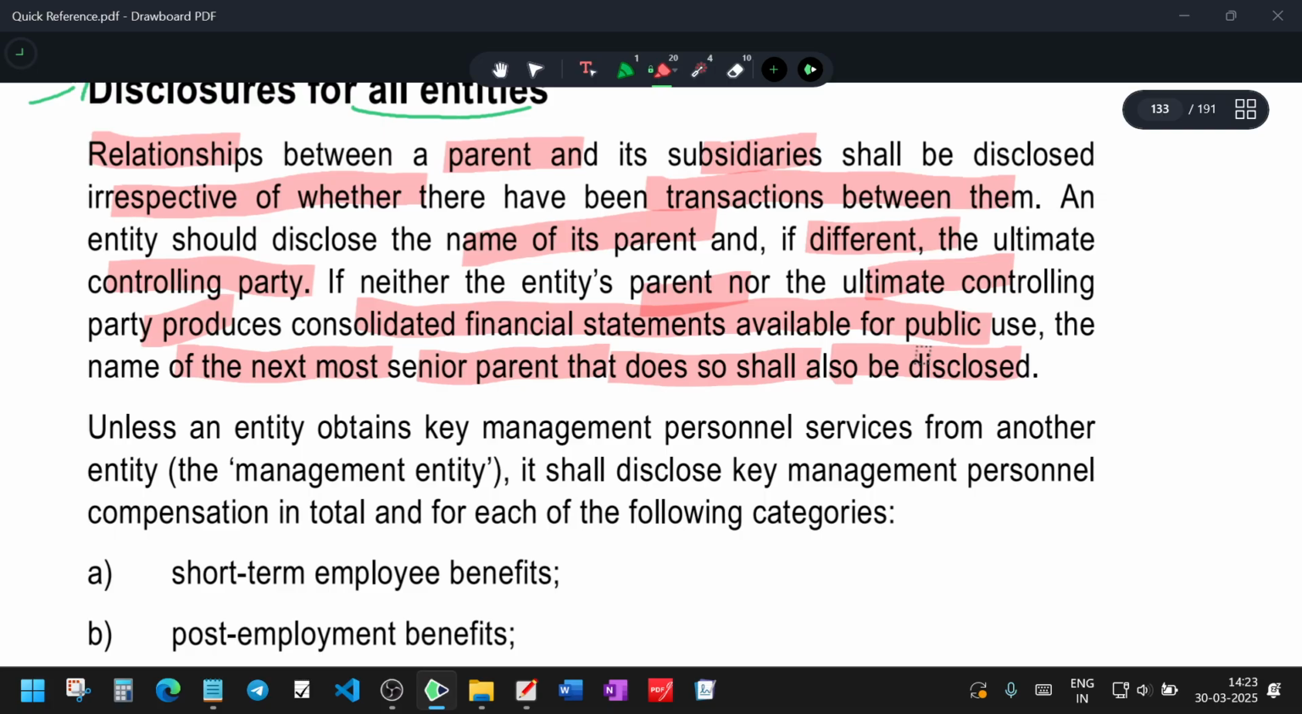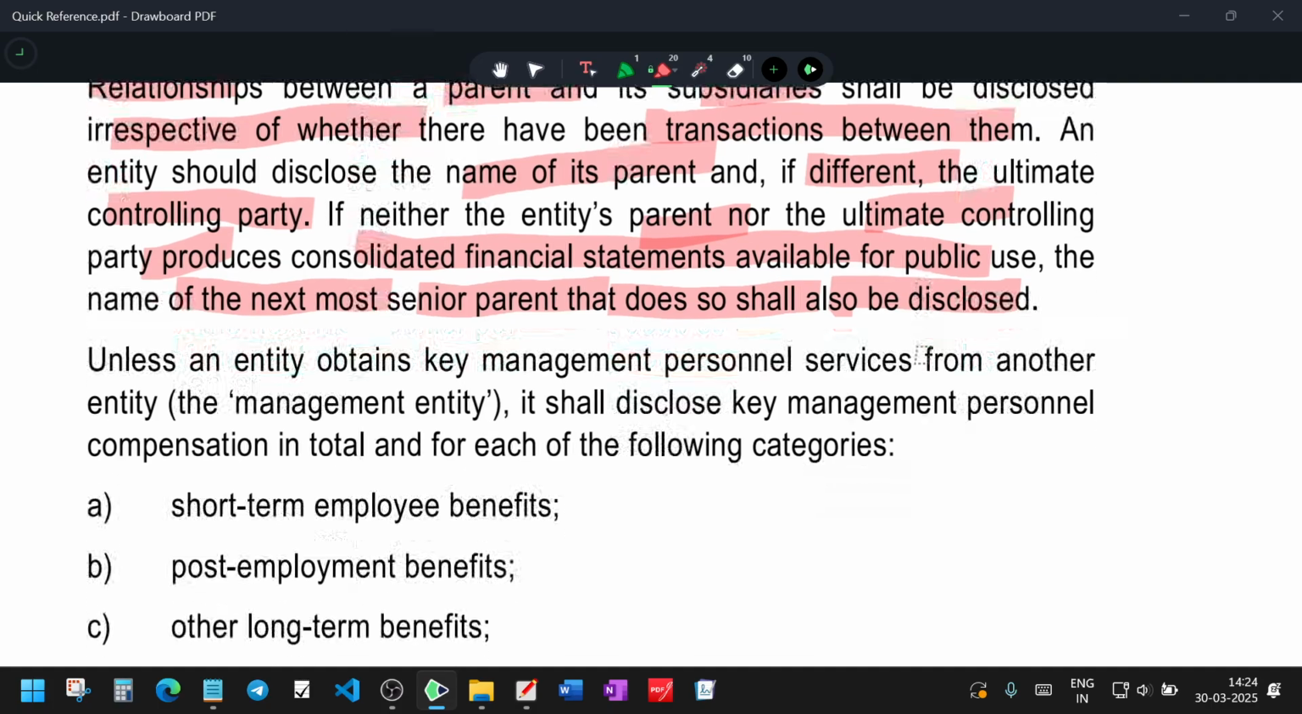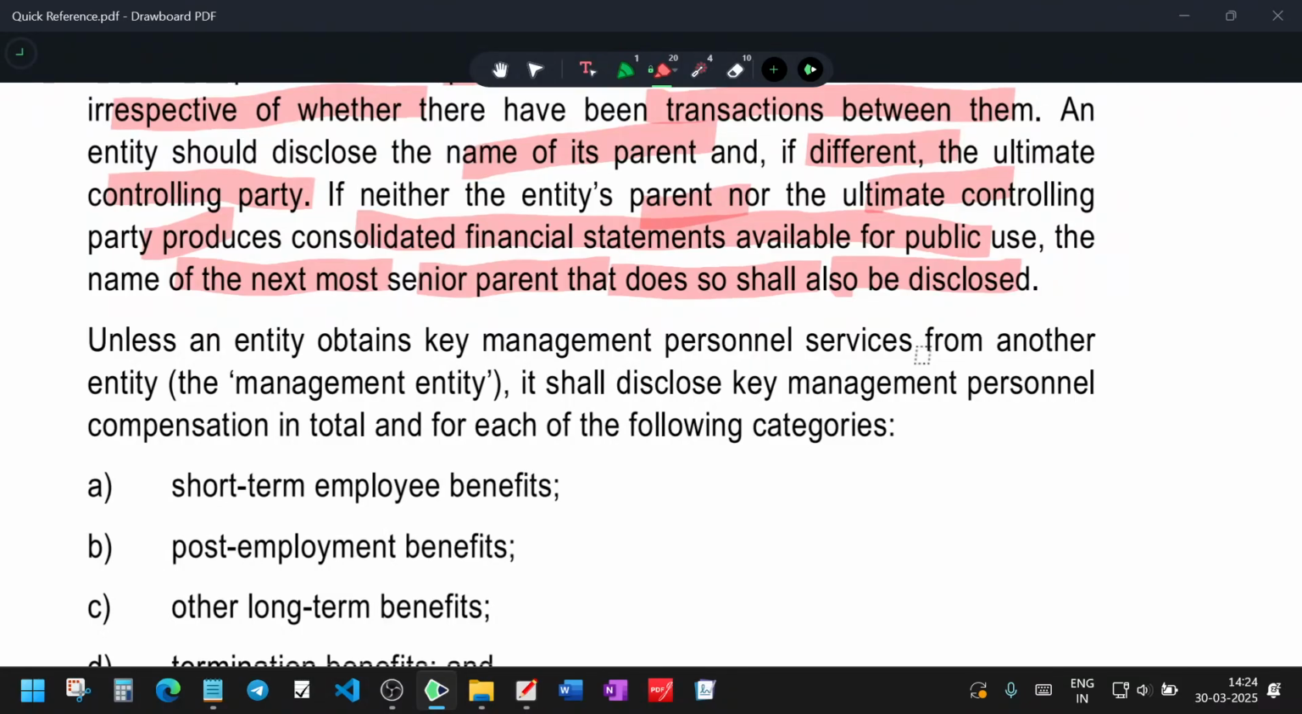They should provide a consolidated financial statement that is available for public use. If they are not doing so, then the senior parent should make it available. So they should give one consolidated financial statement.